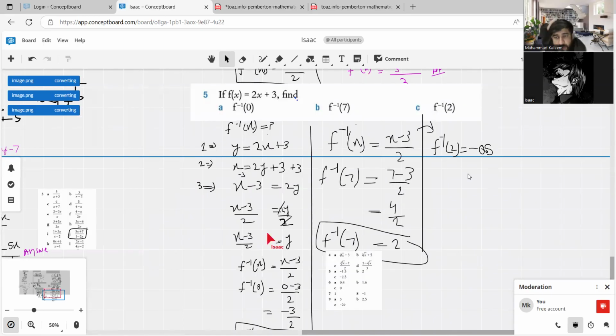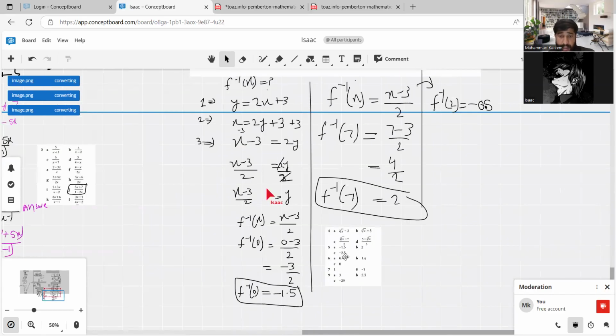It's not possible. f inverse of 2, 2 minus 3. Yeah, they made the mistake. All the other answers are right. They basically added 3 in it. Okay, leave it. We have an error in it. Negative 1.5 is correct. This one is correct. In this one, we have an error in the answer sheet. I don't think we made any mistake. Yeah, this is correct.